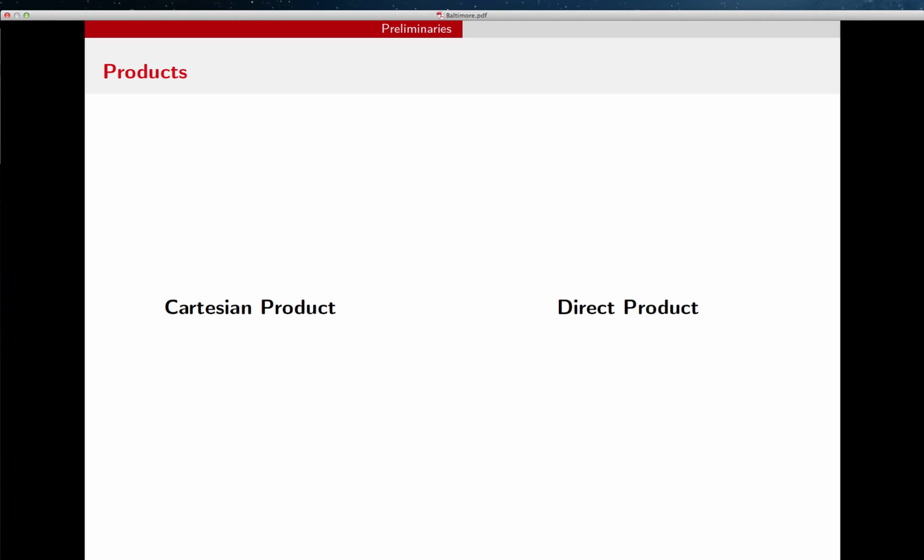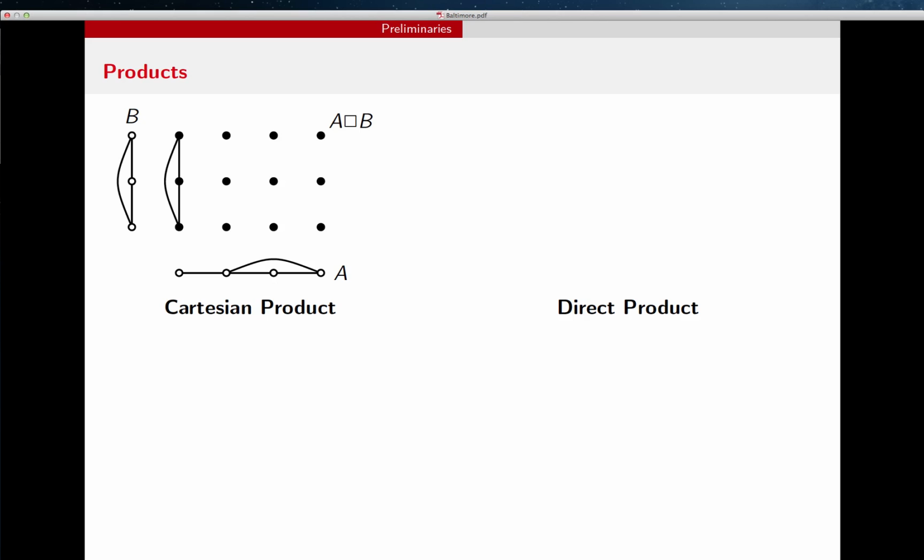First of all, the Cartesian product is a way of multiplying two graphs, A and B. And the way you do it is you first of all take the Cartesian product of the vertex sets of A and B, and then for every fiber over a vertex of A, you put a copy of B. They're all there. And then for every fiber over a vertex of B, you put a copy of A. And you get the Cartesian product of A and B. I'll call that A box B.